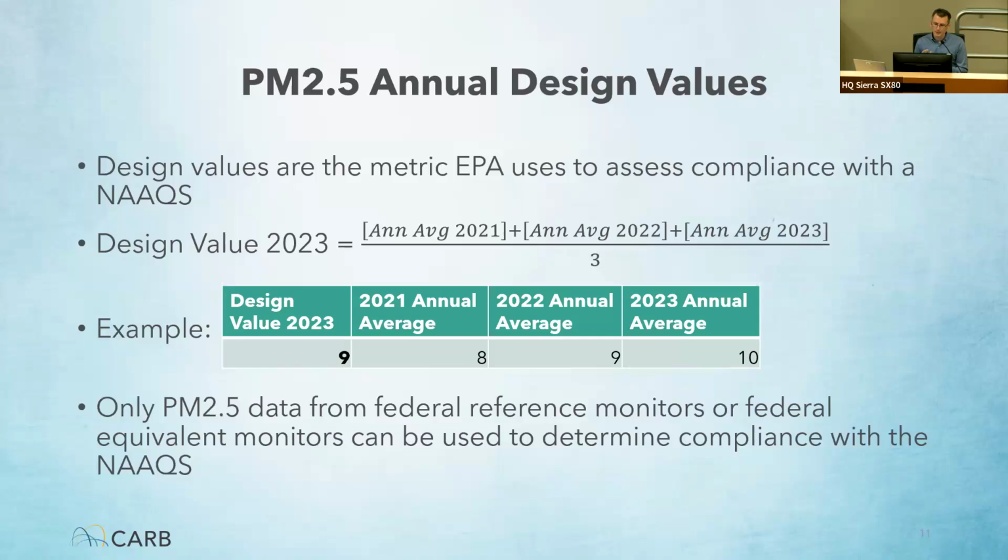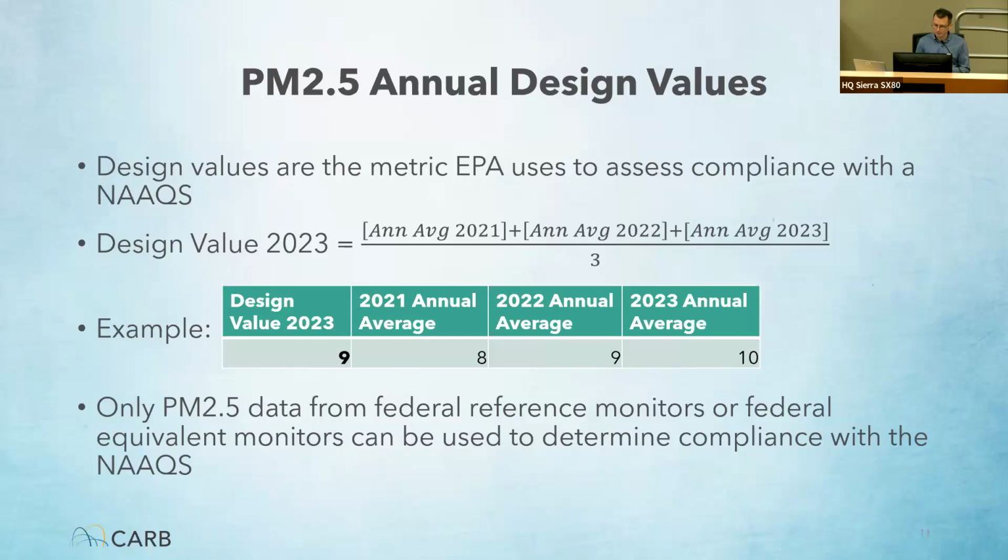The number that's used to compare against the air quality standard is called a design value. And for this standard, it's an annual standard. So we need an annual design value to compare against the 9 microgram standard. And the design value itself is actually just an average of 3 years of annual data. So for 2023, the design value would be the average of 2021, 2022, and 2023.